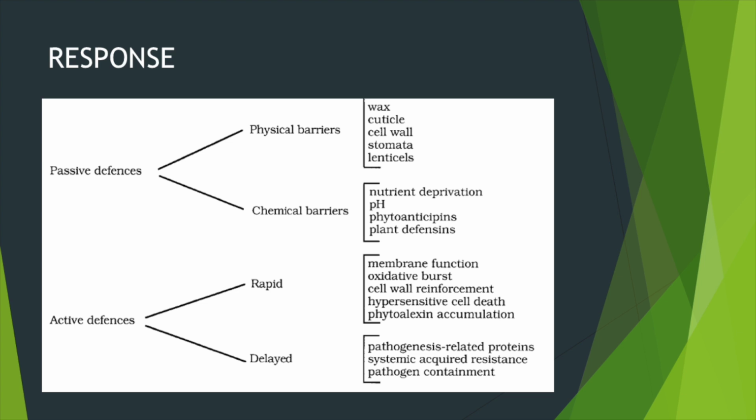The next is the cell wall reinforcement. I have already mentioned that secondary wall materials will be synthesized: lignin, suberin, all these secondary wall materials will be produced and deposited on the secondary wall. So this is the cell wall reinforcement mechanism.